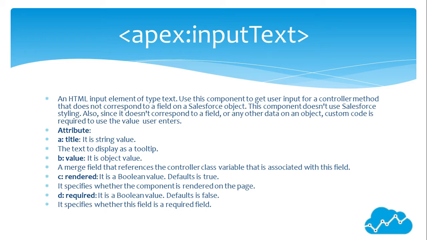Attribute title. It is a string value. The text to display as a tooltip. Value. It is an object value, a merge field that references the controller class variable that is associated with this field. Rendered. It is a Boolean value. Default is true. It specifies whether the component is rendered on the page. Required. It is a Boolean value. Default is false. It specifies whether this field is a required field.